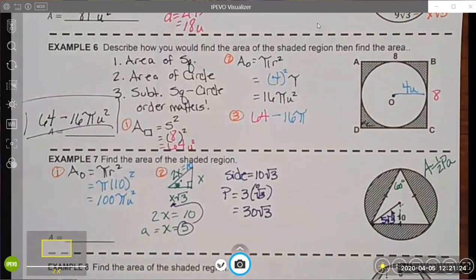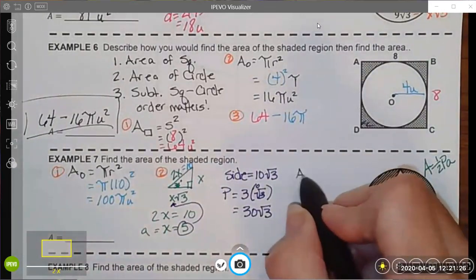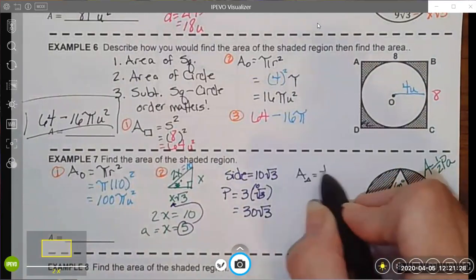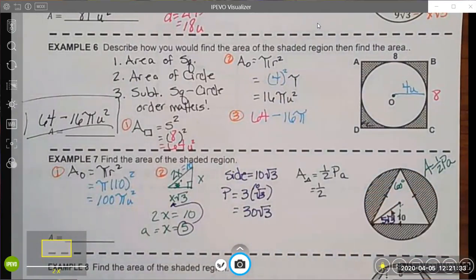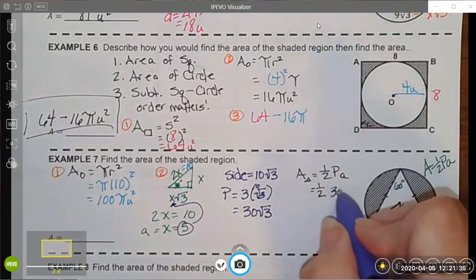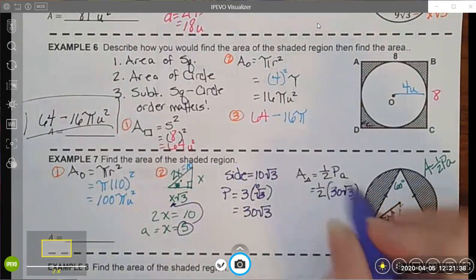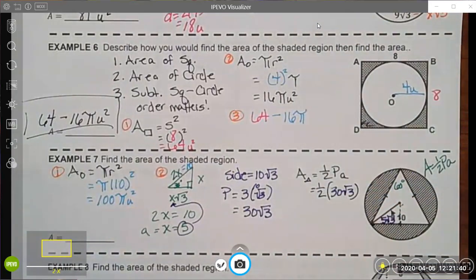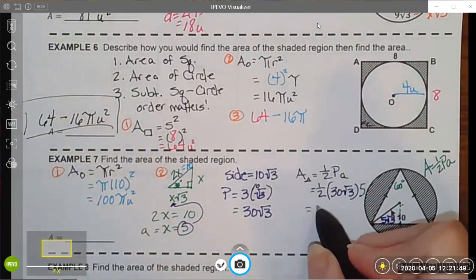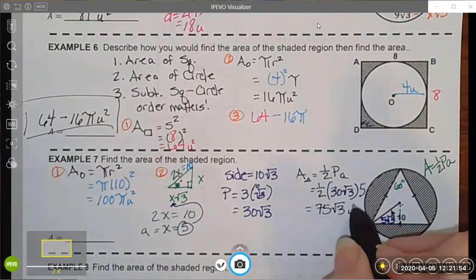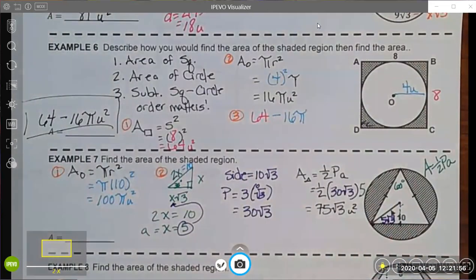I'm ready now to find the area of my triangle. 1/2 my perimeter times the apothem. My perimeter being 30 square root 3, and my apothem is 5. When I simplify this, I end up with an area of 75 square root 3 units squared for the area of my triangle.